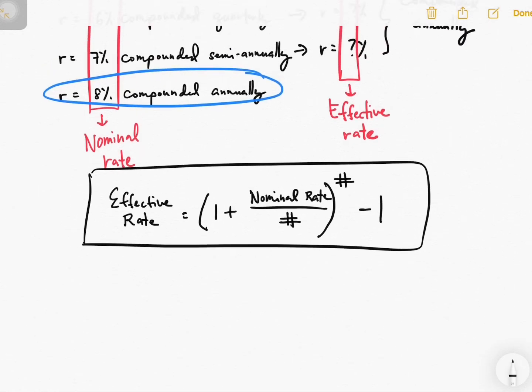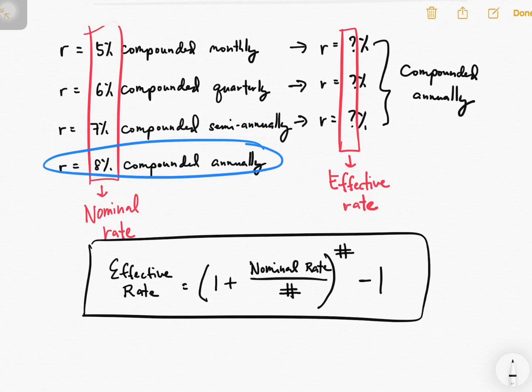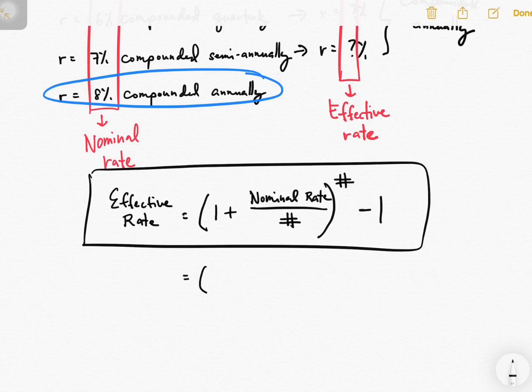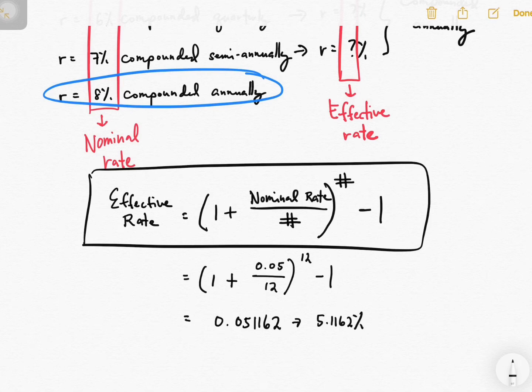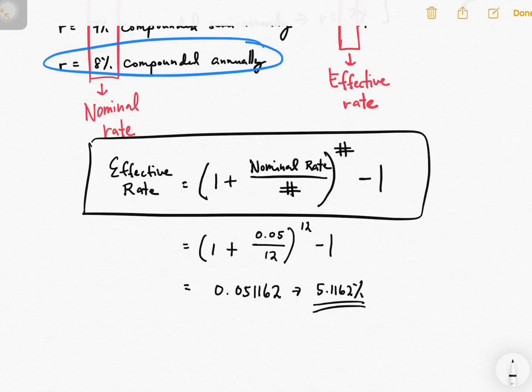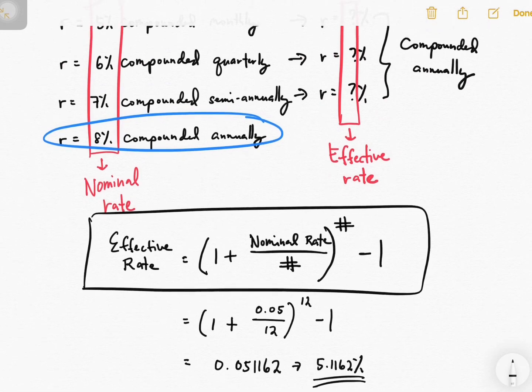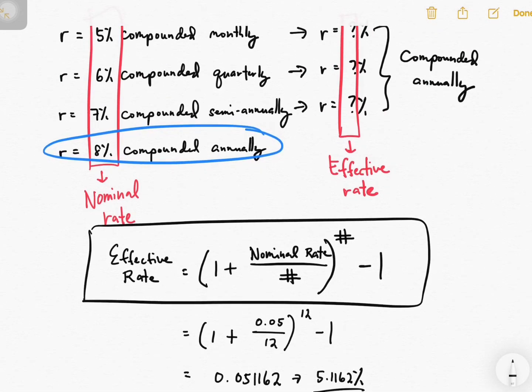So let's try using this one with 5% compounded monthly. So 1 plus, the nominal rate is 5%, right? So 0.05 compounded monthly. If the interest is compounded monthly, the number of compounding periods is 12. And raise that to 12 minus 1. The answer here is 0.051162. Let's convert it to percentage. It's 5.1162%. This is the effective rate. This is the compounded annually version of the compounded monthly version from earlier.